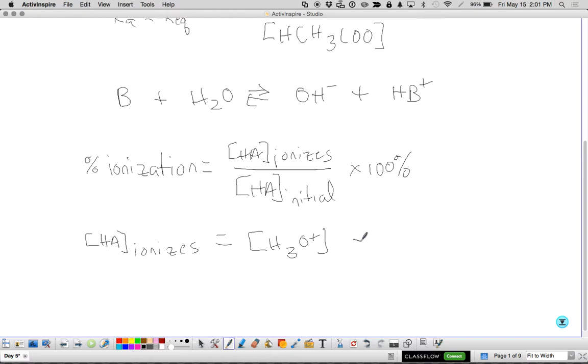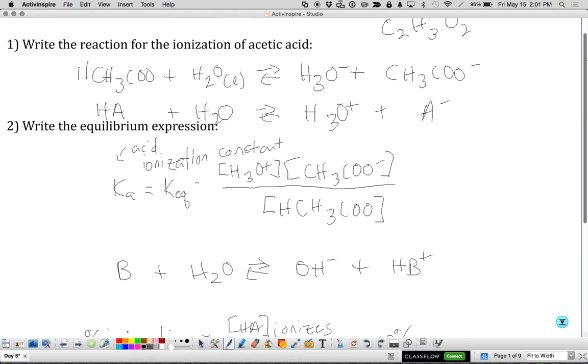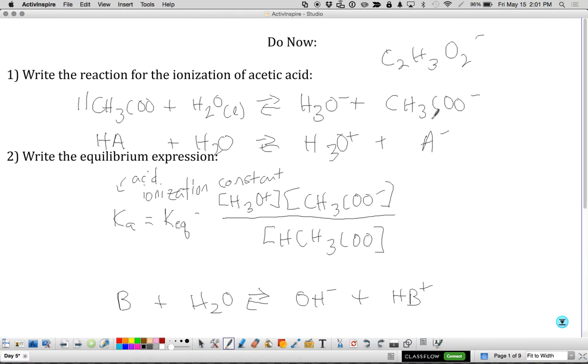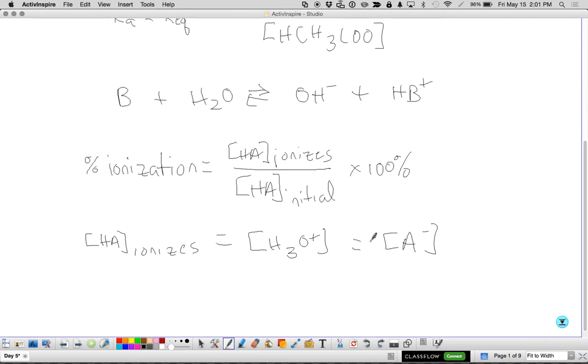Now, I also know that this would also be equal to the concentration of A minus, okay? But most of the time, you're not going to have an easy way to measure A minus, whereas you do have a way of measuring concentration of H3O plus. So, yeah, we can say this, but who really cares? So the better equation here is percent ionization equals concentration of H3O plus over concentration of HA initial times 100%. Okay? See if you can figure out what the analogous thing would be for a base. We'll use it at some point.